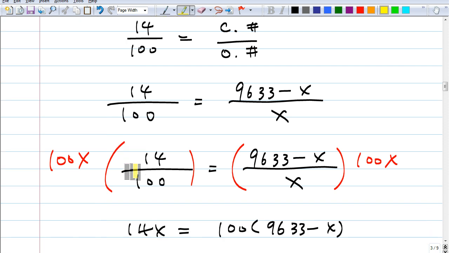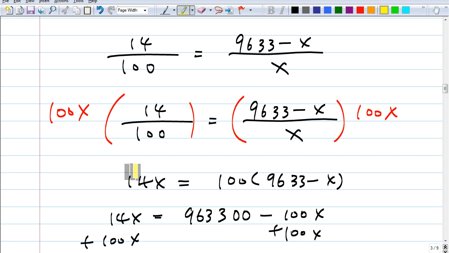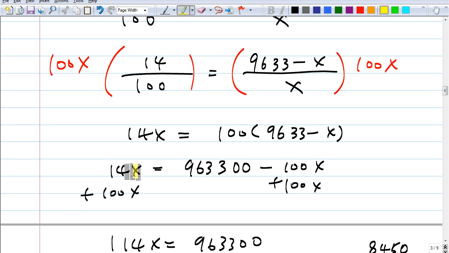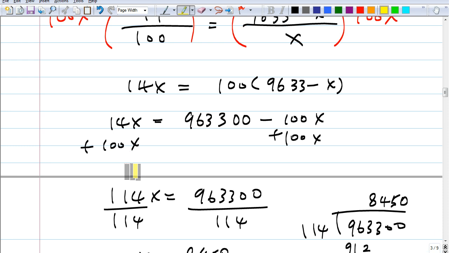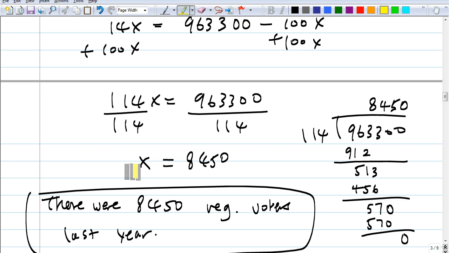So here we get 14x equals 100 times (9,633 minus x). Distribute that and then get rid of the negative 100x from both sides by adding it. So don't you get 114x equals 963,300? All you have to do is divide both sides by 114. I think it comes out to be 8,450. Okay, so here's the answer. There were 8,450 registered voters. Isn't that right? Yes?